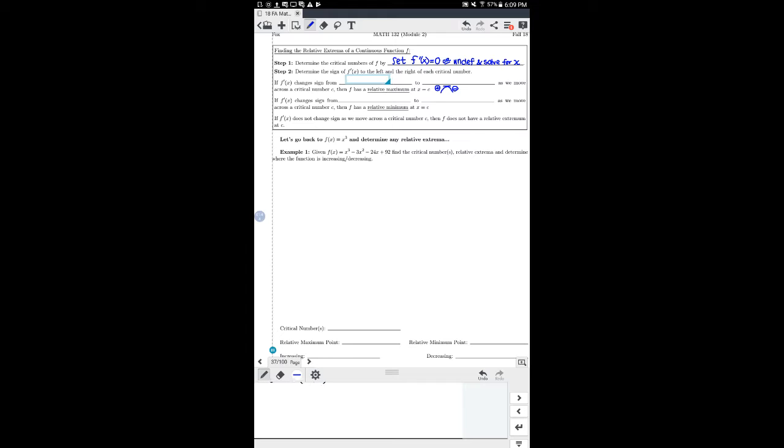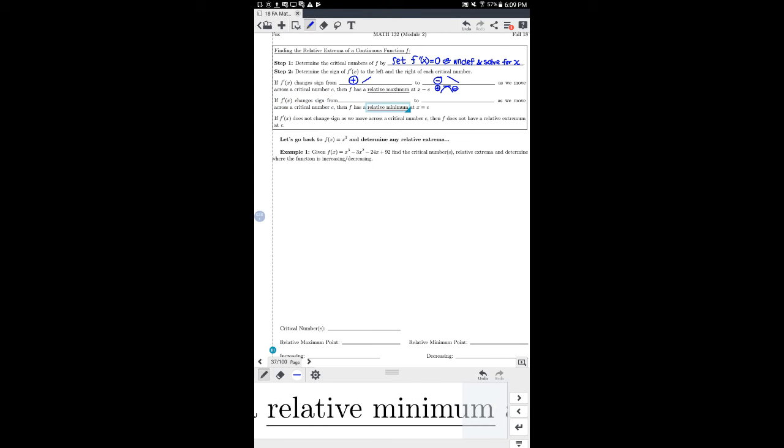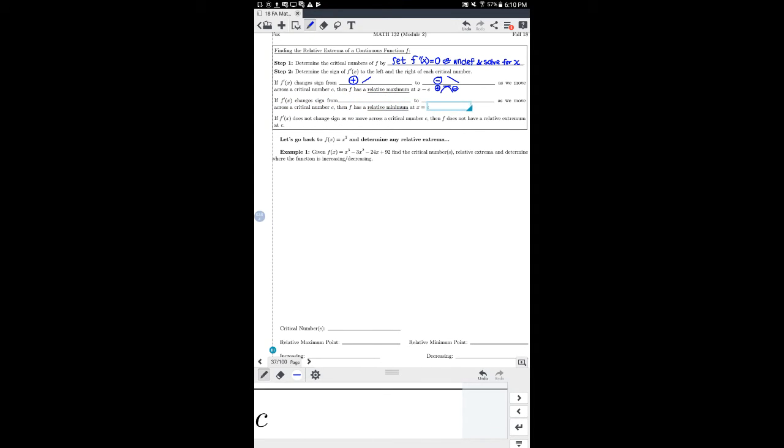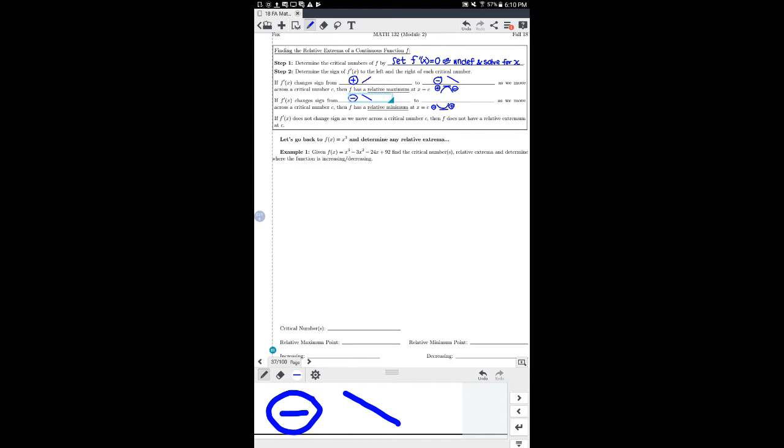So let's write that in. We want to change from a positive derivative, from increasing to decreasing, and that will always give us a relative maximum. Here we have the opposite. If we want f prime to change signs and be a relative minimum, then we want to look like a low point. So we're going to go from decreasing to increasing, the other way around. We want to go from a negative first derivative to a positive first derivative. That will always yield a relative minimum.